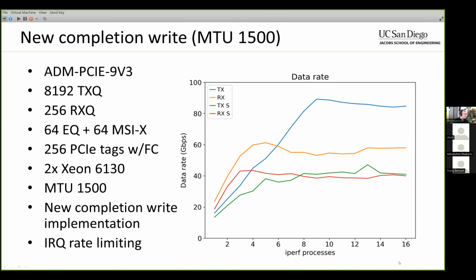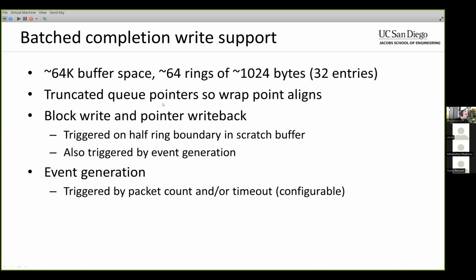And this one actually goes all the way out to 16 because for whatever reason that PCIe bug is only cropping its head up for 9K MTU. So not entirely sure why. Anyway, so that's the batch completion write support. I haven't really changed the implementation very much. I've just been hunting down bugs primarily.